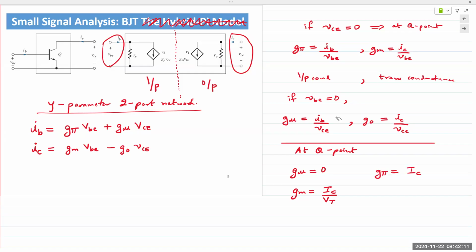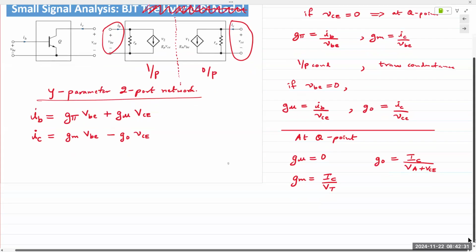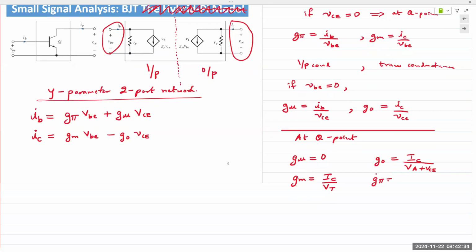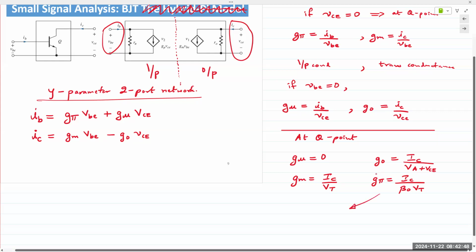Oh, sorry, not G pi, GO. Let's do GO first. GO is IC over VA plus VCE, Early voltage plus the output VCE. And then G pi can be written as IC over beta O times VT. And beta O is a new term we defined to simplify the equation for G pi.